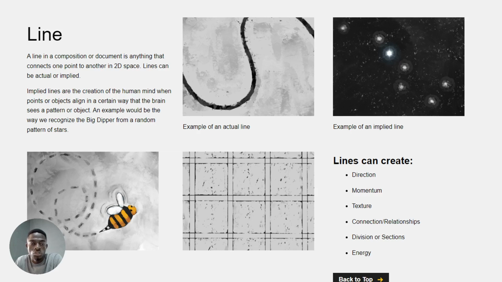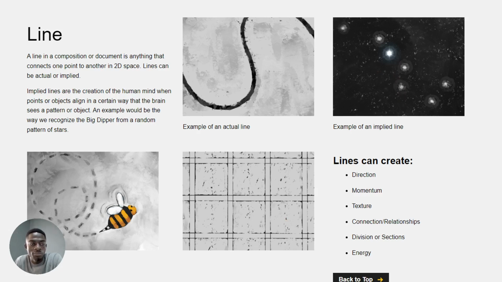You can see on the right side the implied line over here. We have these bright stars in this picture and it looks like they're forming a line. That's an implied line. You can use implication to depict objects sometimes, so just take note.